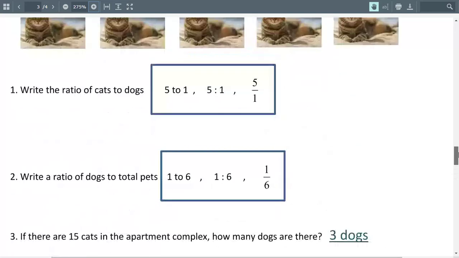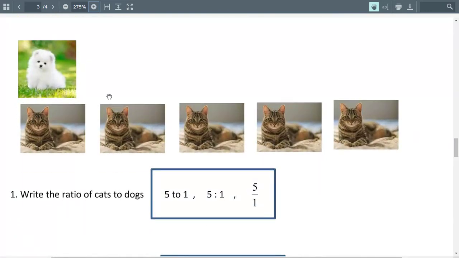So if I were to go back up in this picture and I drew 15 cats, then for every 5 cats, there's another dog. So if I had 15 cats, that would be 3 rows. You're going to have 3 dogs.